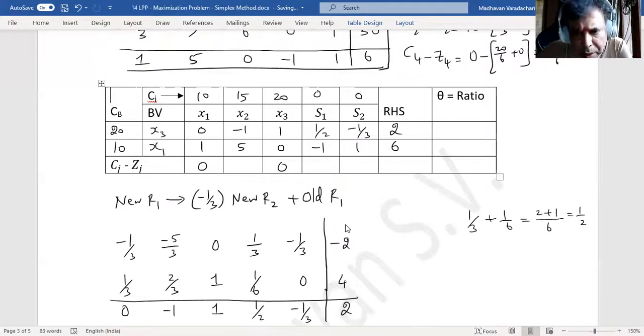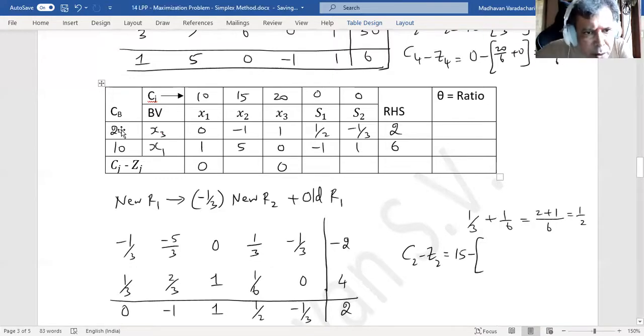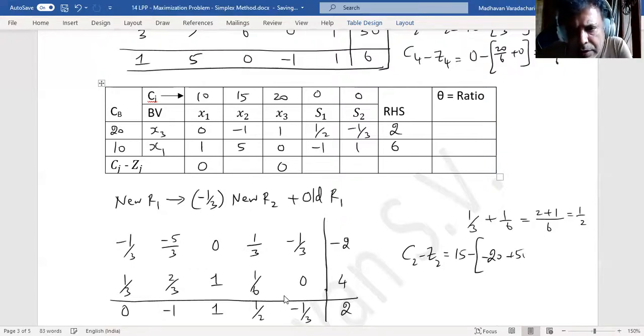Now what are supposed to be calculated? What is C2 minus Z2? C2 is 15 minus of Z2. Z2 means 20 into minus 1, which is minus 20. And then 10 into 5, it is 50. So we get 50 minus 20, it is 30. 15 minus 30 is negative 15. So here I can write minus 15.